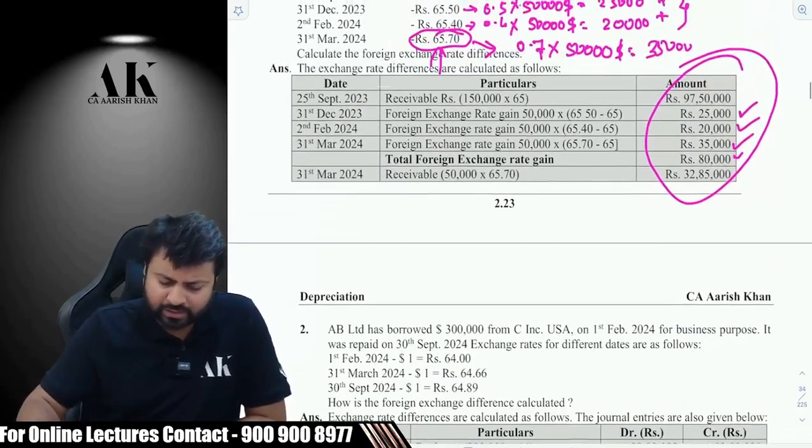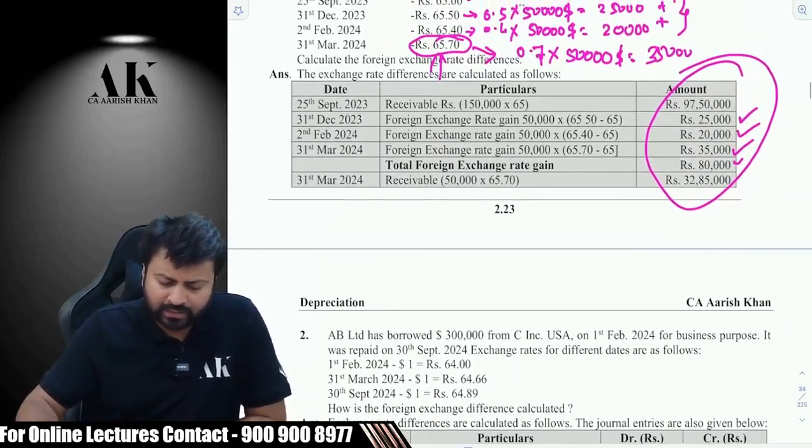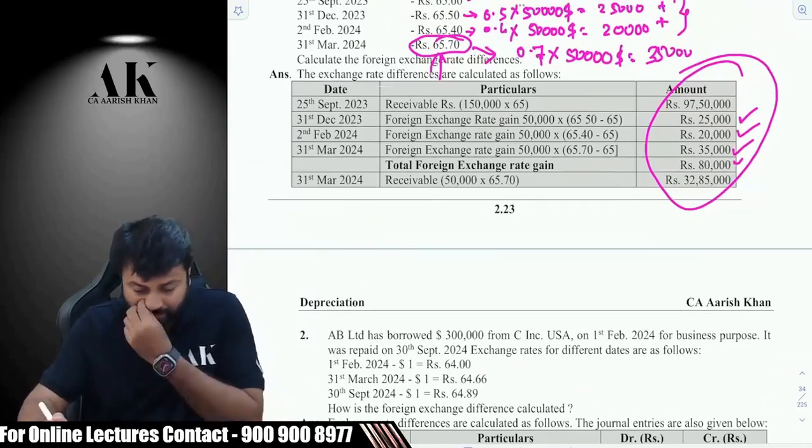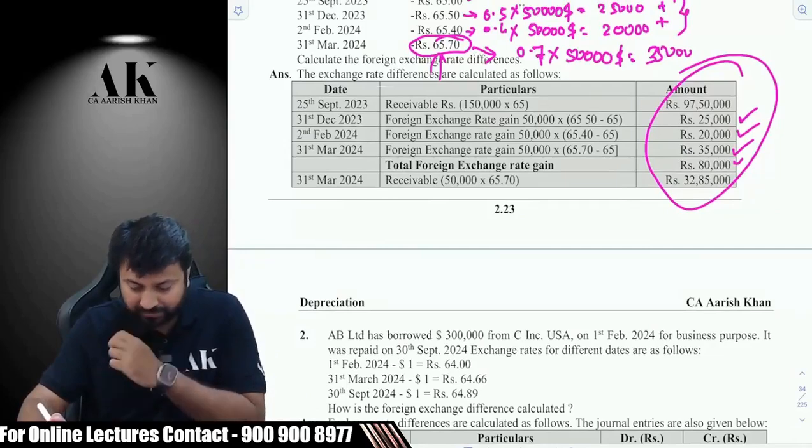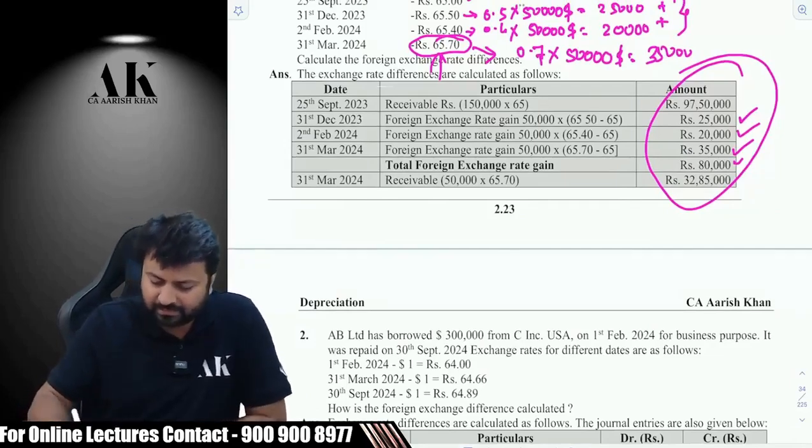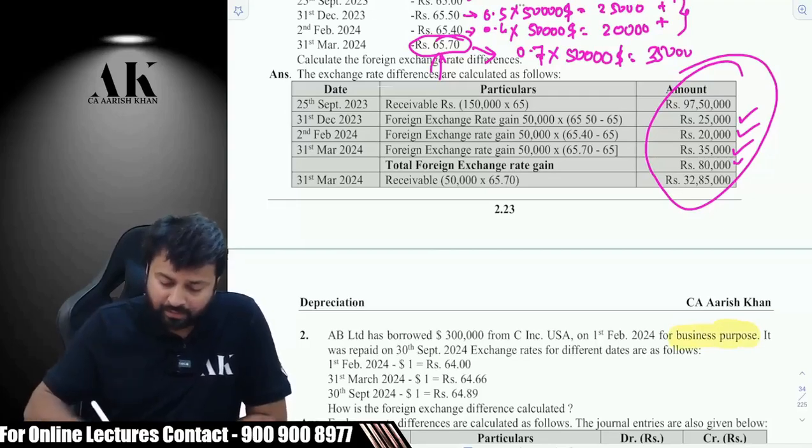Now, the second question over here. Let's read. AB Limited has borrowed $3 lakh from CINC on 1st Feb 2024 for business purpose. Okay. Now, on 1st of February 2024, they took the loan for business purpose. When they repaid? On 30th September, they repaid. Exchange rates for different dates are as follows: 1st Feb, 31st March and 30th September.